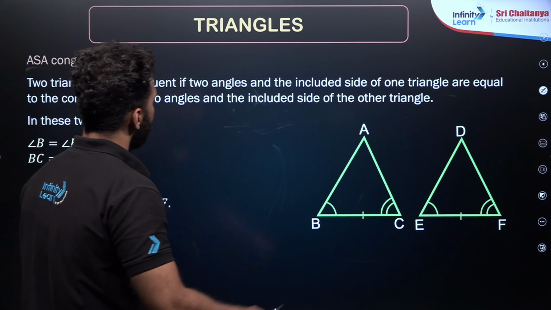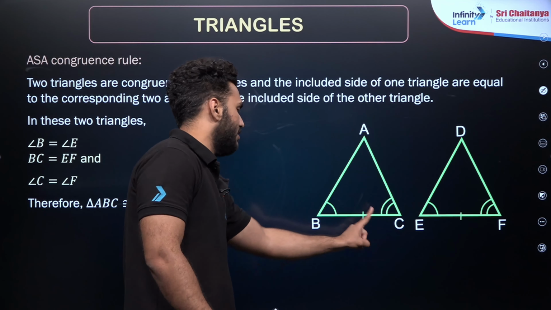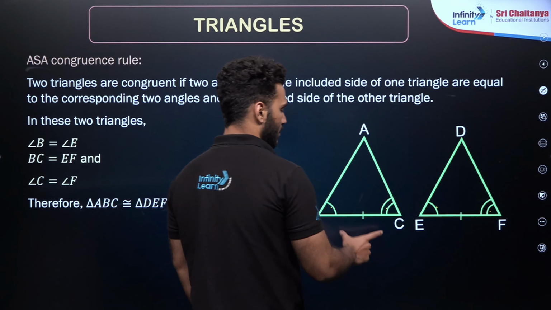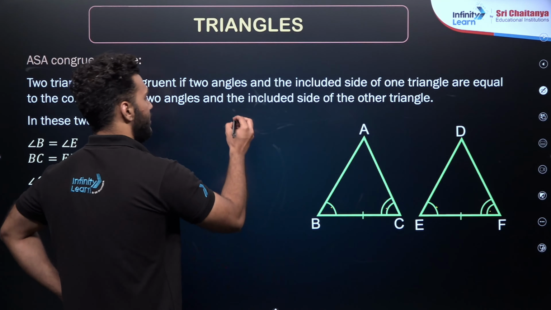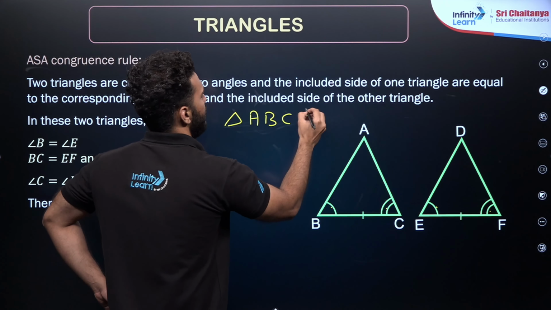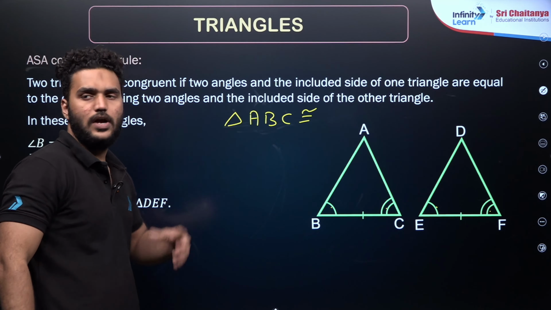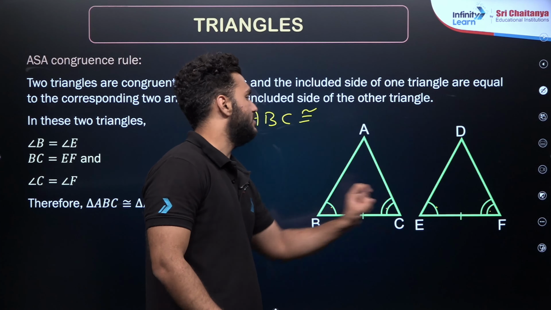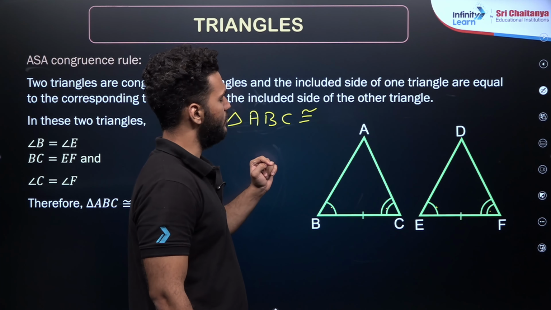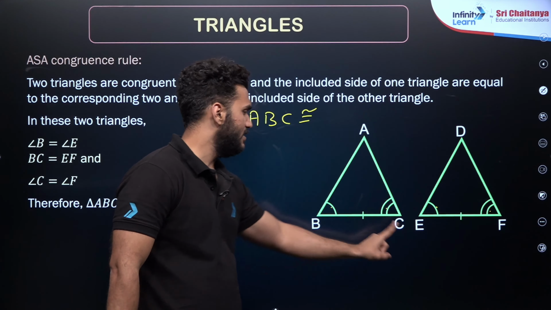Now next, ASA: take two angles and one side between them. Let's say this angle and this angle are equal, this angle and this angle are equal, and this side and this side are equal. Now sir, how to write down congruency? If you take this ABC, as I told you, the first triangle you can take in any orientation. Then while writing the second one, you have to be very careful. ABC. Now I choose A. Which vertex is equivalent to A? Sir, B is equivalent to E because these two angles are equal. C is equivalent to F.